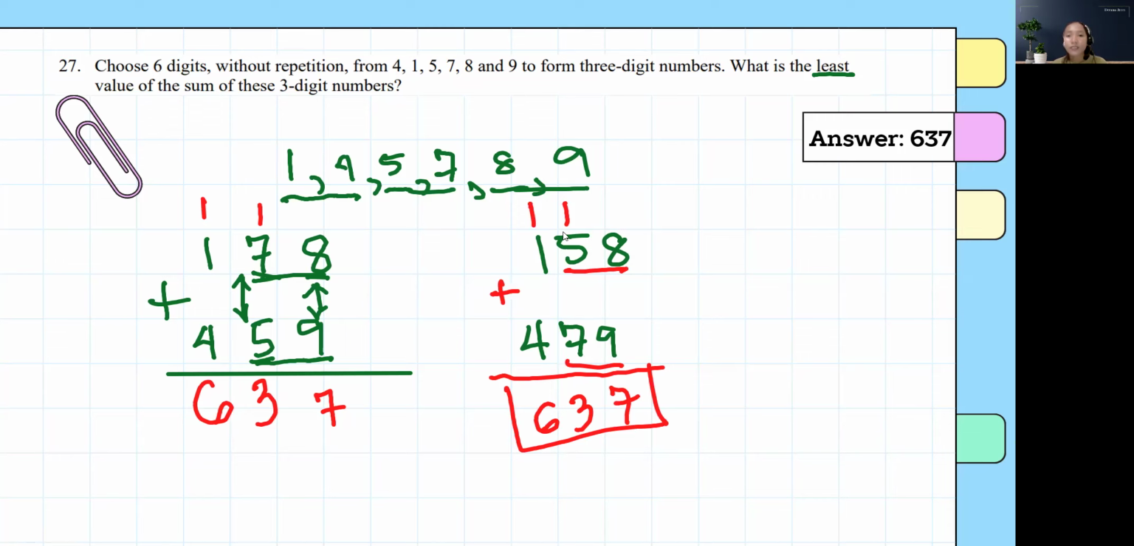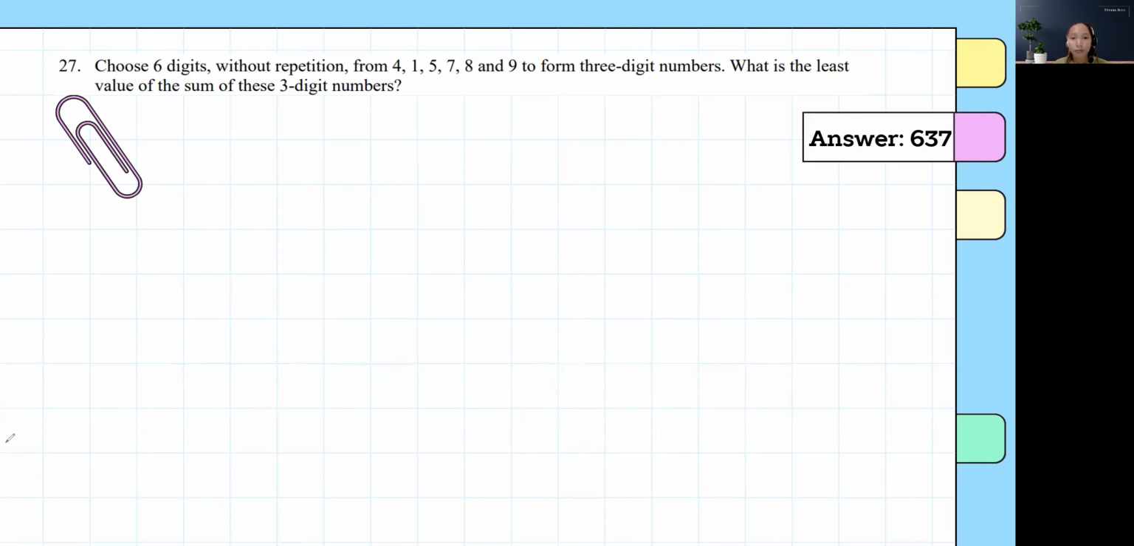28 then. No questions in the chat box. Let's have 28 then. Thank you. That's a good point. You can interchange. Yeah, 1 and 4 too.